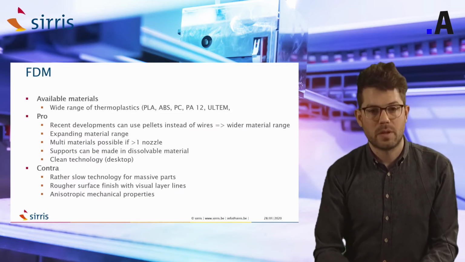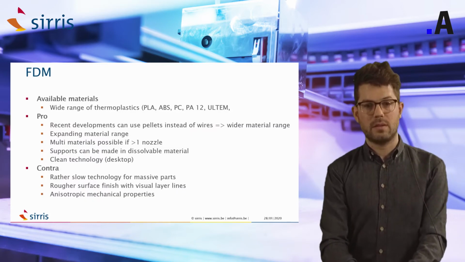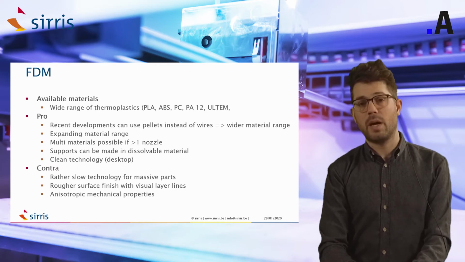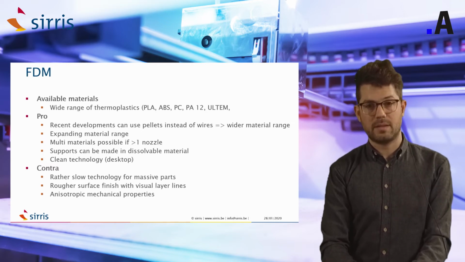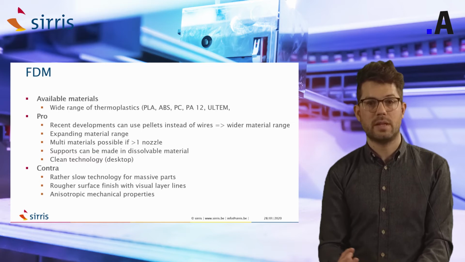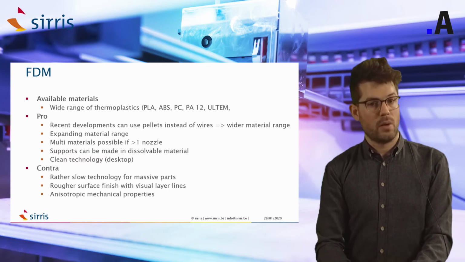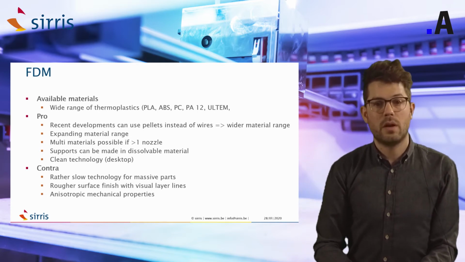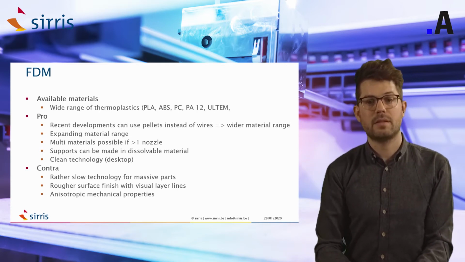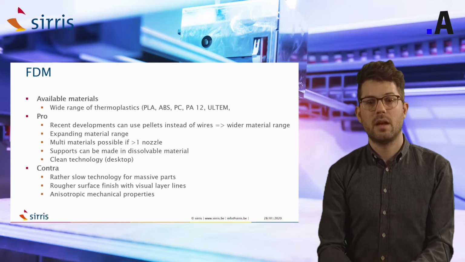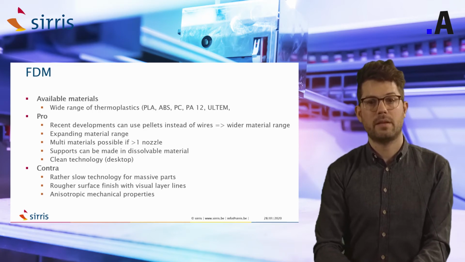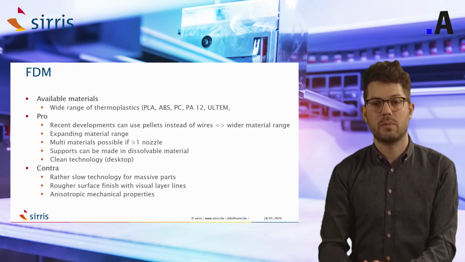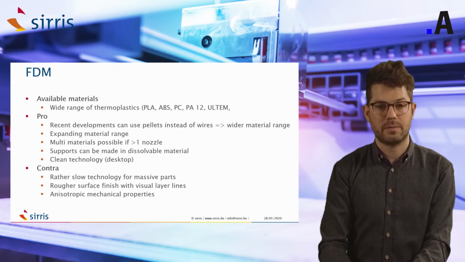Which polymers are available for this technology? In fact, we have a wide range of thermoplastics, and every material which exists in a wire, we could print with this technology. The most known are PLA, ABS, polycarbonate, polyamide, and Ultem, which is more suitable for high-end applications.